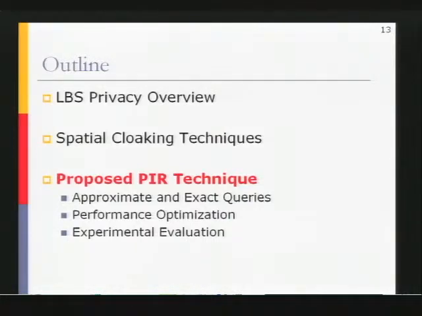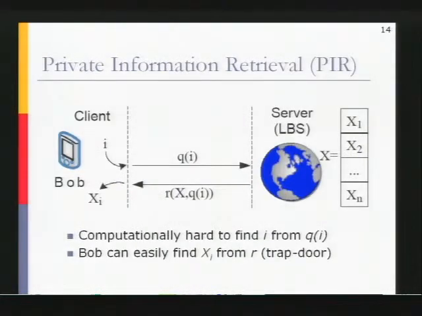So as I mentioned earlier, we do not use spatial cloaking. We use cryptography. In particular, we use Private Information Retrieval, or PIR. So let's see how PIR works in a nutshell. We have on the right-hand side the server, a generic server. In our case, it's the LBS server, but for this particular case, we assume some very simple data format, a binary string, x, with elements x1 to xn.